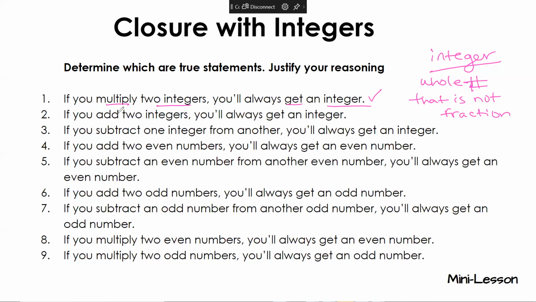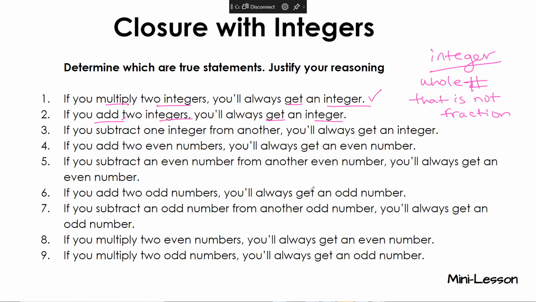Okay, so if you add 2 integers, will you always get an integer? Okay, if you say no in these next couple of statements, you gotta give me an example. Yes. Okay, if you add 2 integers, you're always gonna get an integer. You add 4 plus 5, you're gonna get an integer, etc.